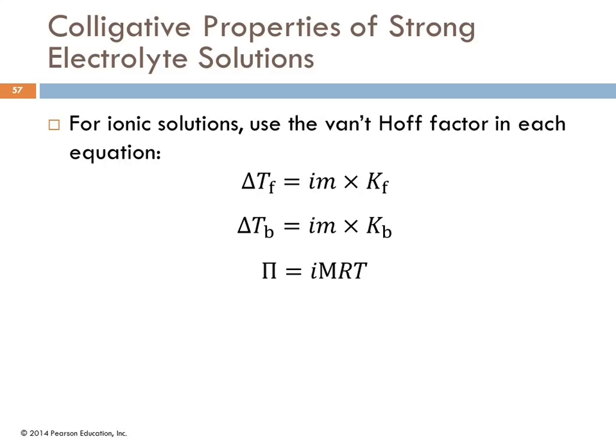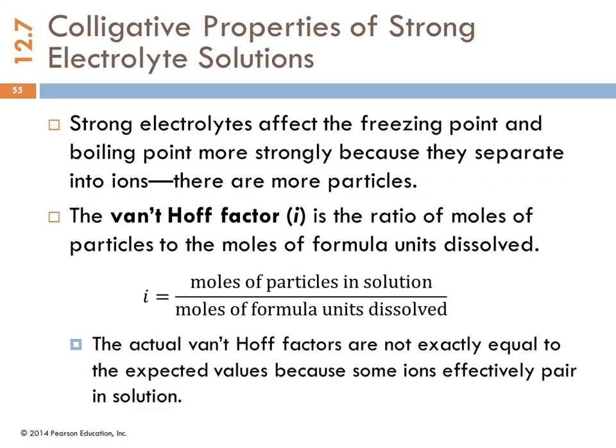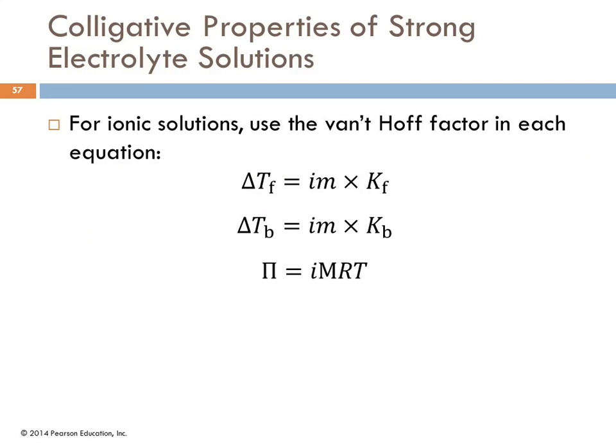You would use the one in the chart and not the actual. Which is the actual calculated one? No, because the expected is the calculated one. It is the ratio of particles in solution to moles of formula units, but it doesn't end up being what we expect. So we would use the one from the table. Sorry, I didn't quite understand your question.